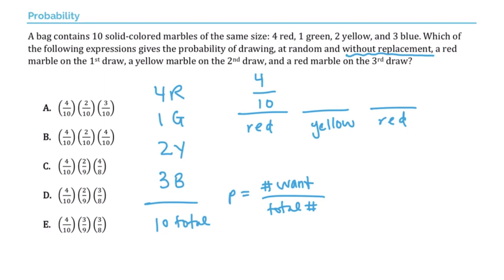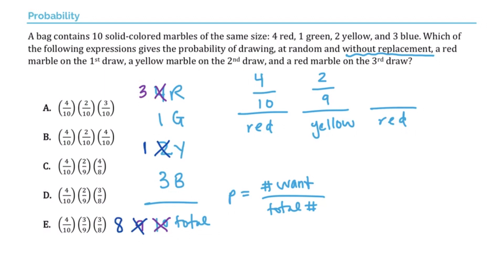Now we have to be careful because I've now taken a red away. So instead of 4 reds, I have 3. Instead of 10 total, I have 9 total. All right, so now let's do what's our probability of yellow. Well, what I want is the 2 that are yellow out of the total possible number of marbles, which remember is now 9 because I took one out on my first draw. So now the next thing I want to do is mark that now I don't have 2 yellow anymore. I'm down to 1 yellow. Instead of 9 total in the bag, I now have 8 in the bag.